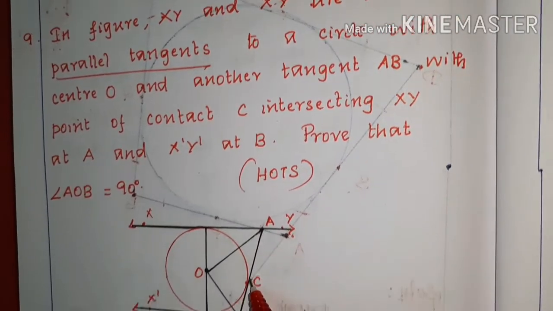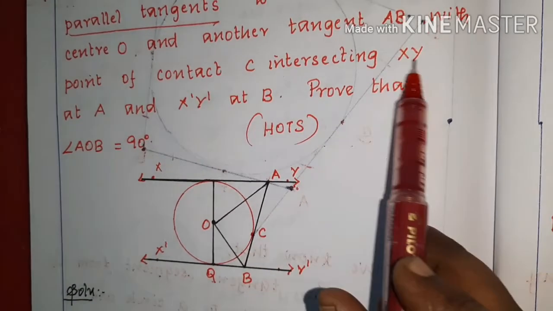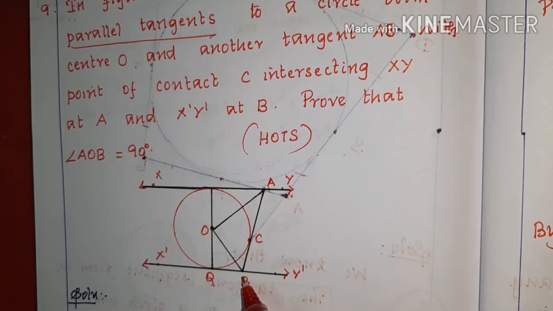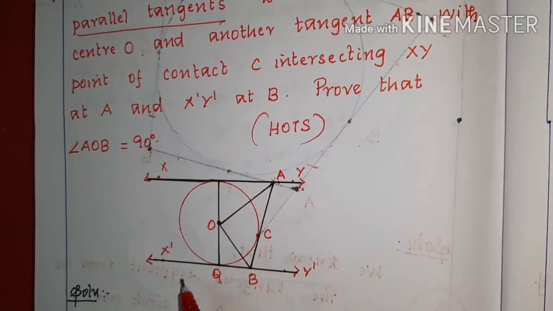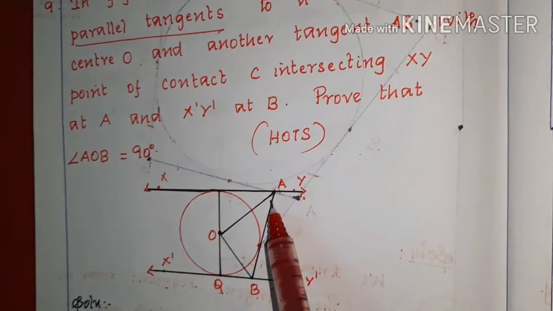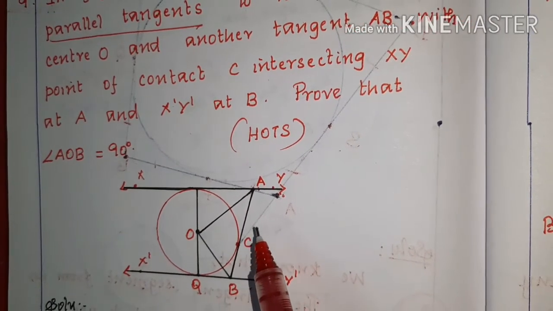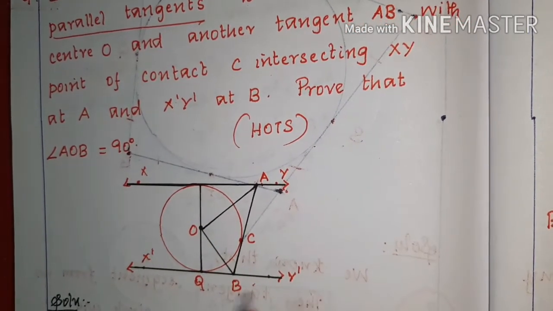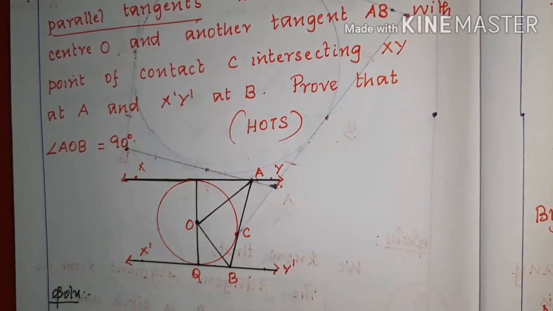This is another tangent AB, at the point of contact C, intersecting XY at A and X'Y' at B. So totally how many tangents are there? There are 3 tangents, 2 are parallel and another one is intersecting those 2 tangents. You can say that AB is acting like a transversal, isn't it? See, XY and X'Y' are parallel, no? So we can say it is acting like a transversal.